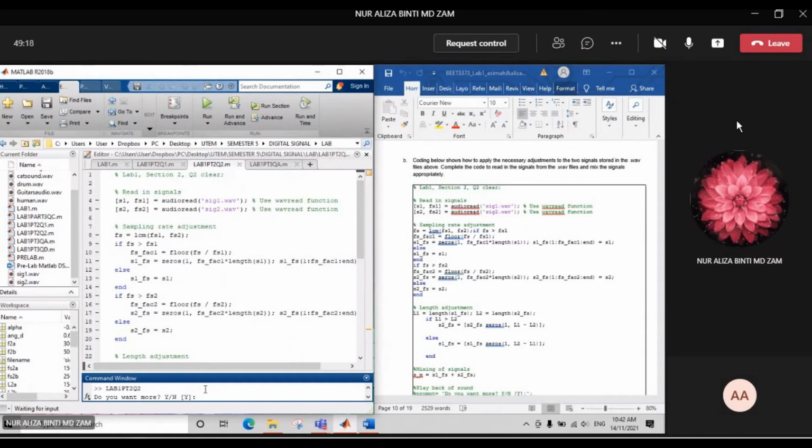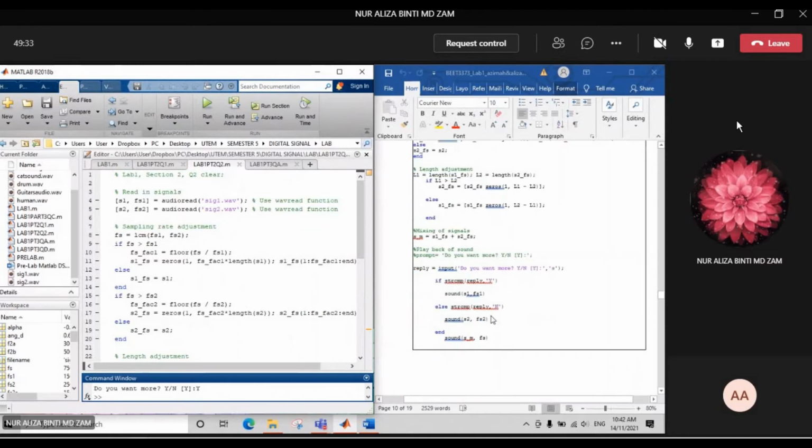So we have to input yes here at the command window, enter. Okay, as we can hear the beep sound. Okay, that's all for this question.